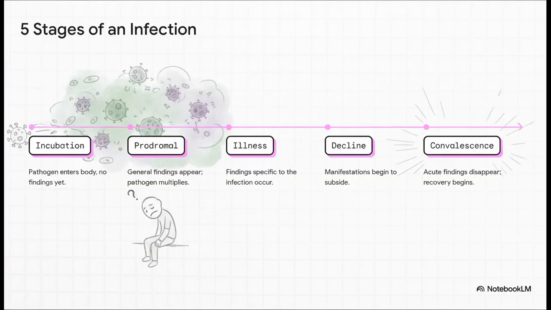This timeline is also super important. Pay close attention to that prodromal stage. That's the tricky one. The patient just feels a little off, vague symptoms like feeling tired. But what's happening inside is that the pathogen is multiplying like crazy, and this is often when a person is most contagious, even before they have any idea what they're sick with.